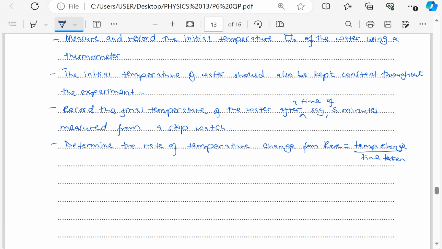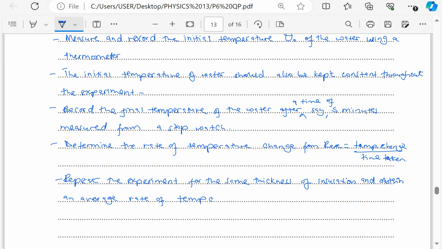Then the next thing is, of course, I may need to find the average. So I have to repeat for the same insulation. So I'll say repeat the experiment for the same thickness of insulation and obtain an average rate of temperature change. So you may need to repeat to obtain an average rate of temperature change.